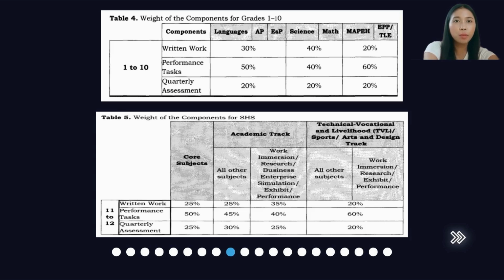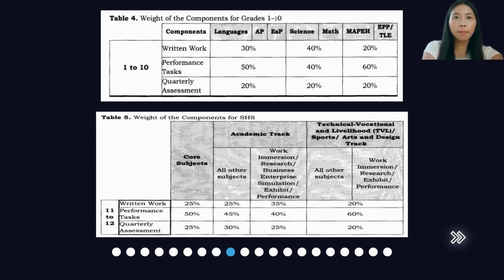Fourth, non-numeric ratings. Aside from numerical grades, the system incorporates non-numeric ratings for certain aspects of learning such as behavior, values, and work habits. These ratings provide a more holistic view of student development and encourage cultivation of positive learning attitudes.